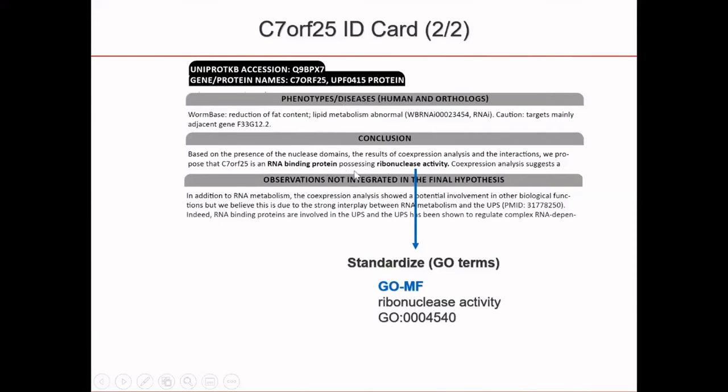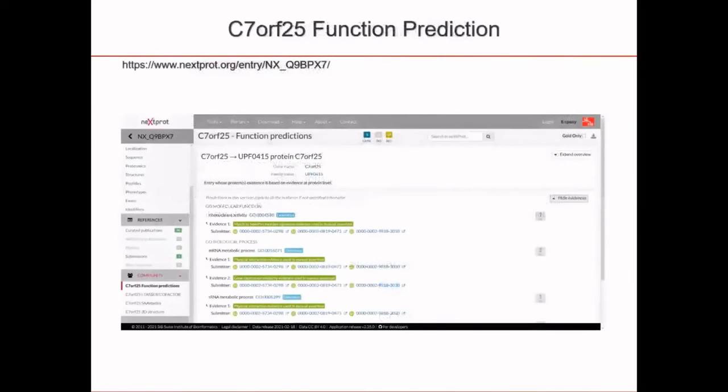So in this case, the students proposed that this entry had ribonuclease activity. And this is the GO molecular function term, ribonuclease activity, for this entry. Now, these predictions of the function of the proteins are now displayed in neXtProt, as you see here. So it's displayed in a community function prediction page for the entry. And we see here the ribonuclease activity term we saw for the entry with the ORCIDs of the tutors, and a number of different evidences representing the different types of data supporting this function.